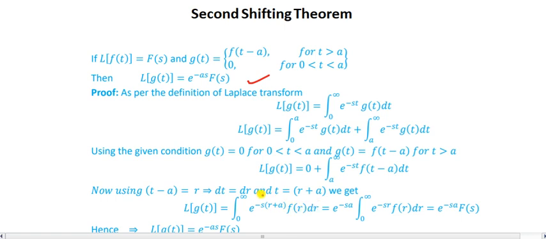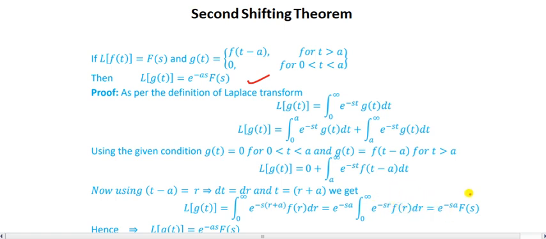There should not be any change in the integration limits, and we get e to the power minus s, in place of t we write r plus a, and f(r), because t minus a is equal to r, and in place of dt we have dr. So that's why it reduces to this form. e to the power minus sa can be taken out of the integration, because this value is constant. So we have the integral from 0 to infinity of e to the power minus sr f(r) dr.